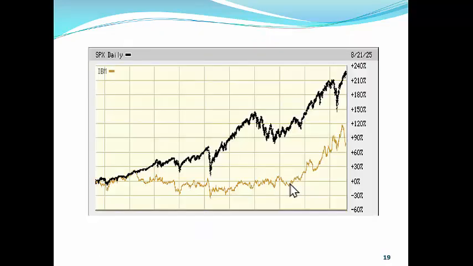Now let's look at the last 10 years. The black line is the S&P 500, and this mustard colored line is IBM. So you can see that the market, as measured by the S&P 500, returned almost 4 times that of IBM. So you've got to be very, very careful, folks, using a traditional accounting return on equity.